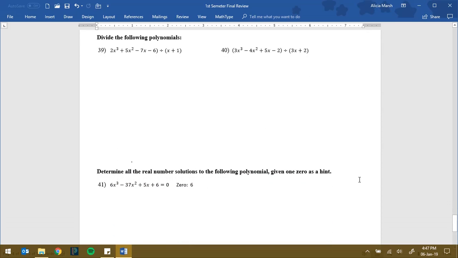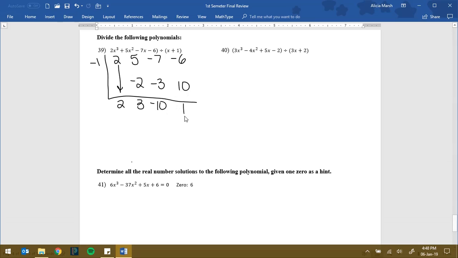Okay, dividing polynomials. So this one I can do synthetic because there is no number in front of the x. So I'm going to put a negative 1 out in the front. 2, 5, negative 7, negative 6. Drop the 2. Negative 2, 3, negative 3, negative 10, 10, and 4.